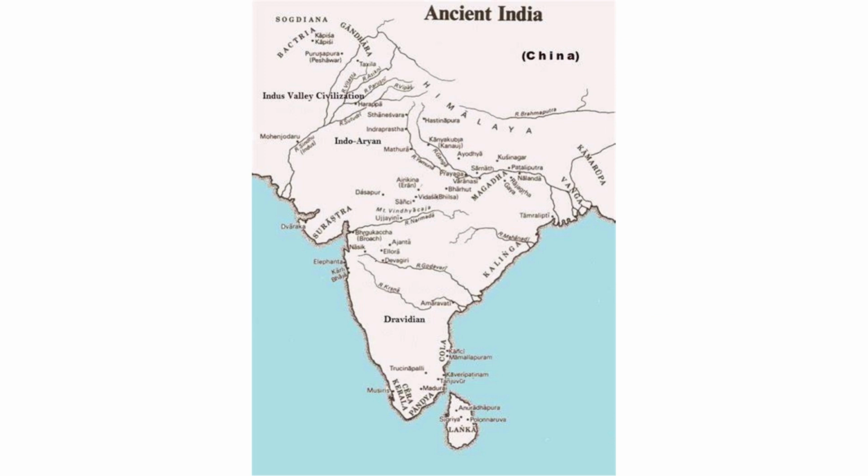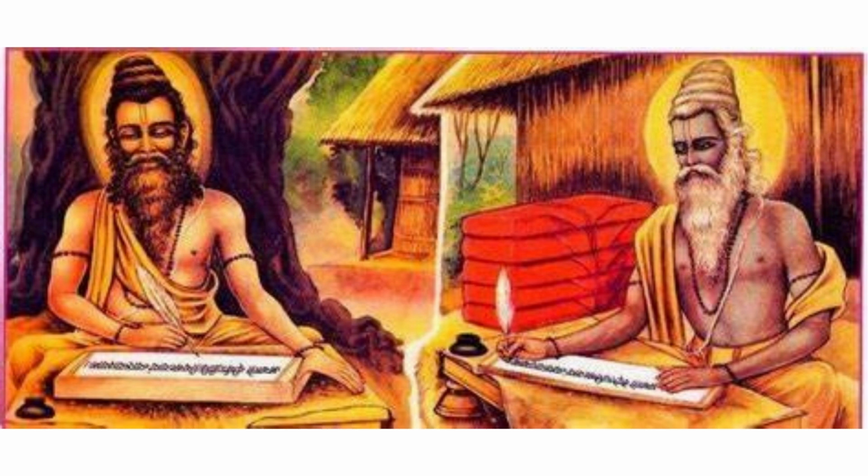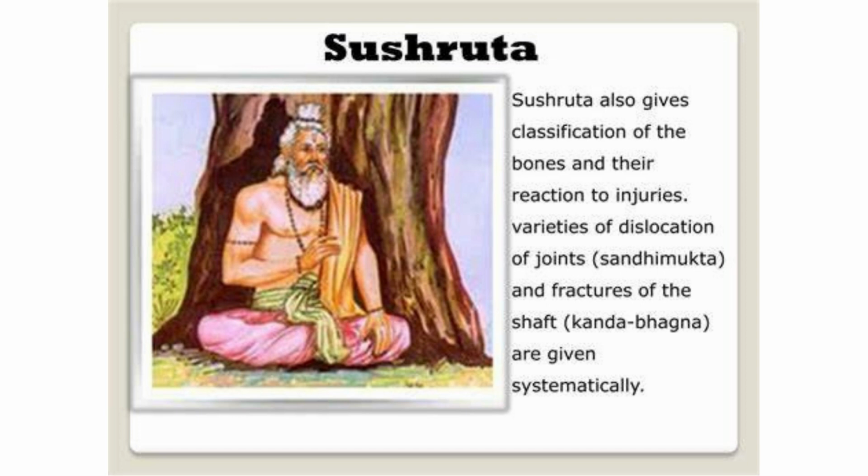Here's an interesting fact. Let's go back in history, way back, even before the modern day religions came into existence. In ancient India, there was a rishi named Sushruta. Sushruta, in his book Sushruta Samhita, gave classifications of the bones and their reaction to injuries. Isn't it fun? It is interesting. He also described varieties of dislocations of joints and fractures of the shaft, which are given systematically.